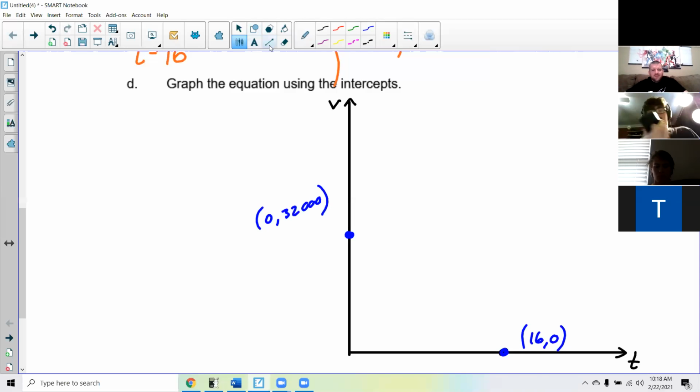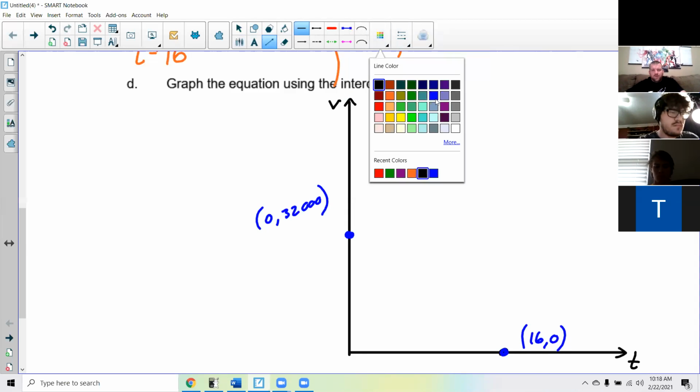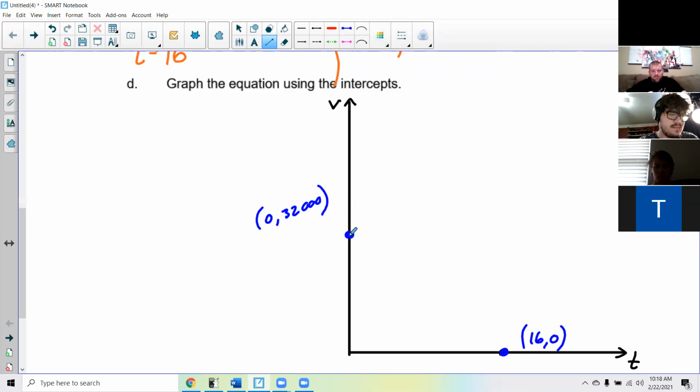And then just connect them. It doesn't really do us any good when we're only graphing one line. What's more important is when we graph more than one line, and we can see how they relate. But for right now, there you go. That's all you need to do. Just put a point anywhere you want. Make sure you label it, and then you're done.